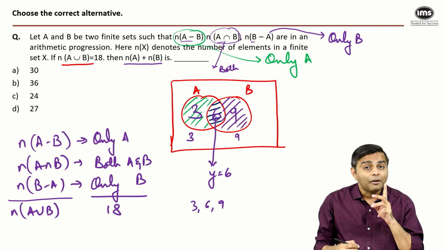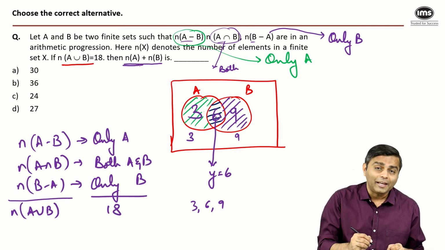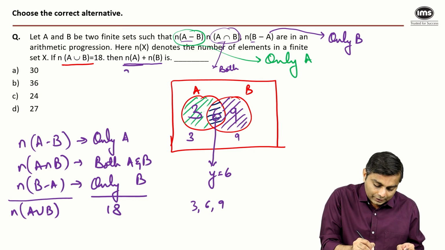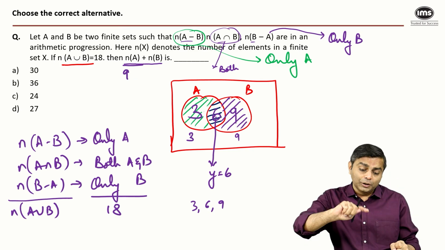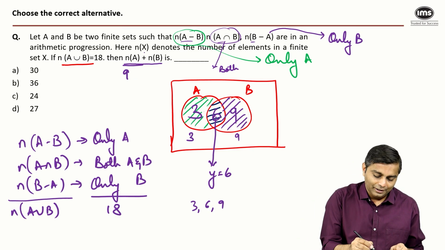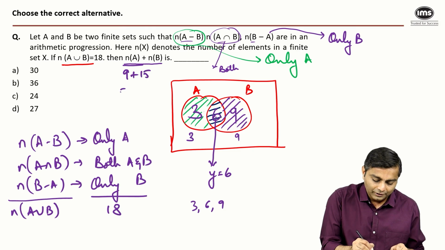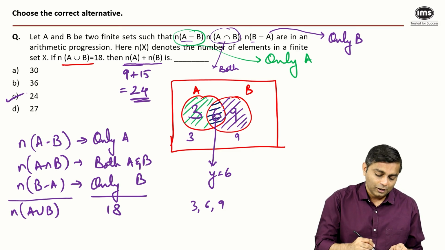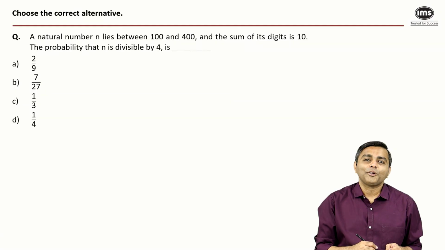What are we asked? Again, we have to be very careful. You're asked n of A. N of A is actually 3 plus 6, 9. So this guy is 9. N of B is actually 6 plus 9, 15. Okay, so this is 15. So our final answer is going to be 24. In this case, we are going to say option C. Moving on to the next question now.